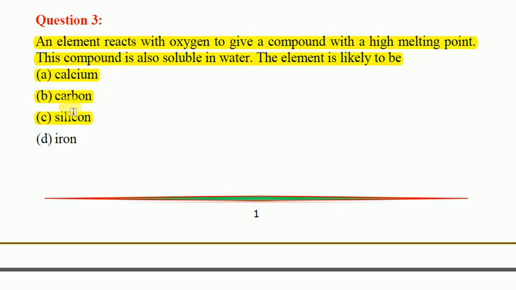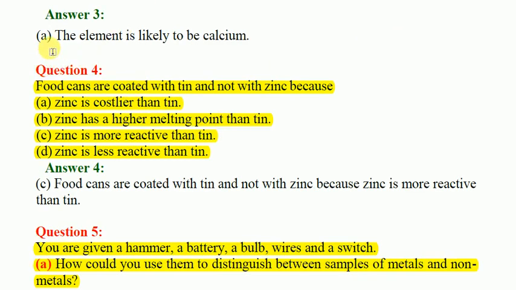Here, carbon dioxide is a gas, and silicon dioxide is similar, it does not have that high a melting point. Next, remember calcium oxide and iron oxide. Iron oxide, rust, will not be soluble in water; only calcium oxide will be soluble in water. So the answer is calcium.